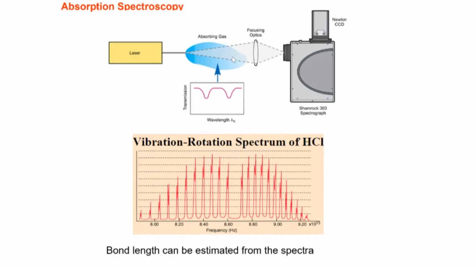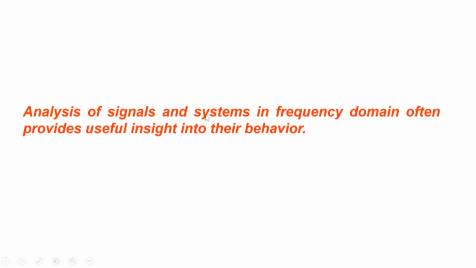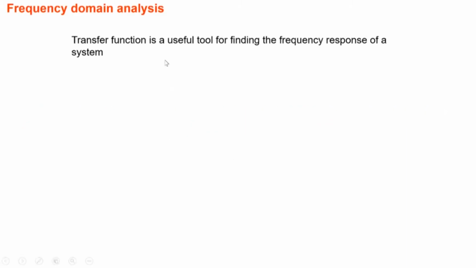Output as a function of frequency, both its magnitude and phase part here. So the idea is that analysis of signals in systems in the frequency domain often provides very useful insight into the behavior. It's a powerful tool that we should incorporate in our toolbox if we want to understand a particular system. So how do we do this?